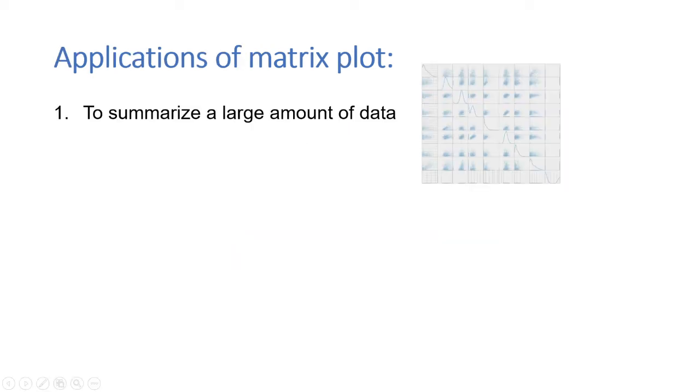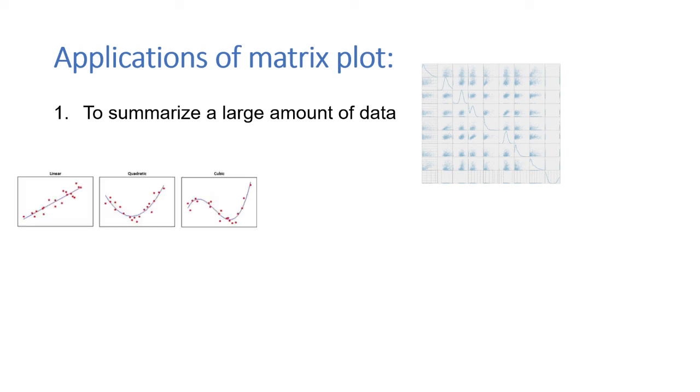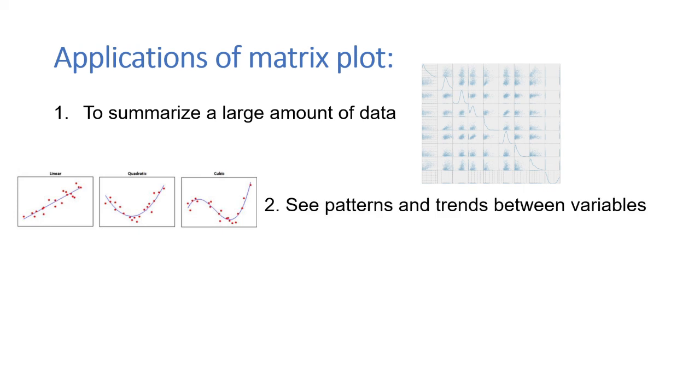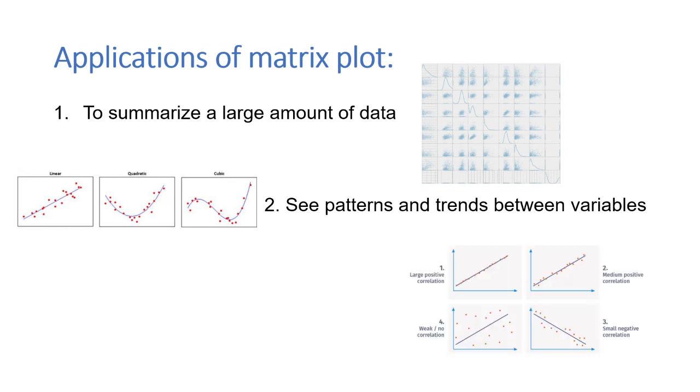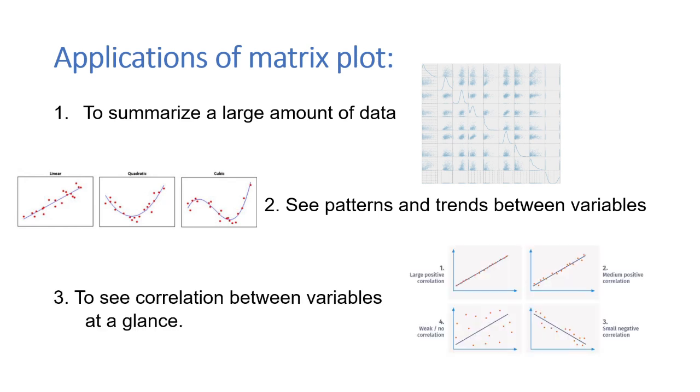The applications of matrix plots is to summarize a large amount of data. If the number of variables is more, it becomes easier to visualize the data set with the help of a matrix plot. The next one is to see the trends and patterns between the variables. We can also see the correlation between the variables at a glance, as a matrix plot shows the scatter plots for every possible variable combination. So this was all about matrix plots.